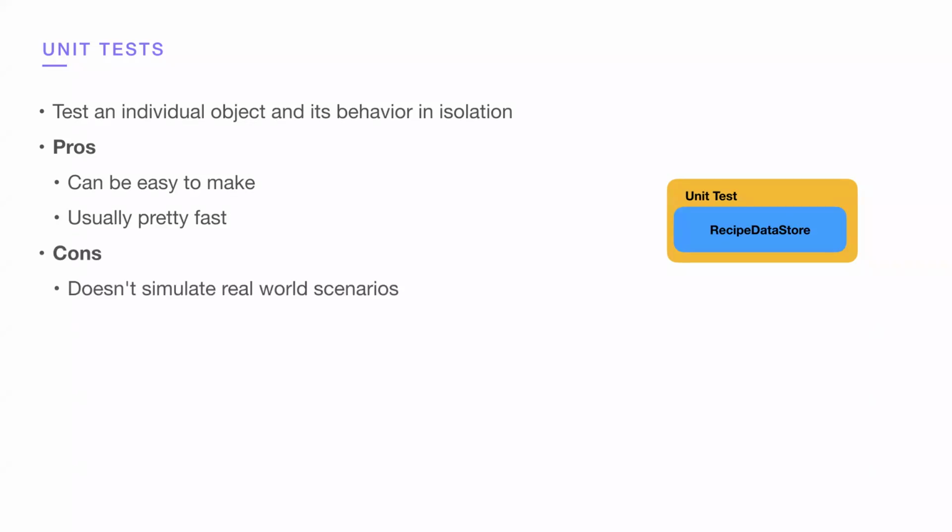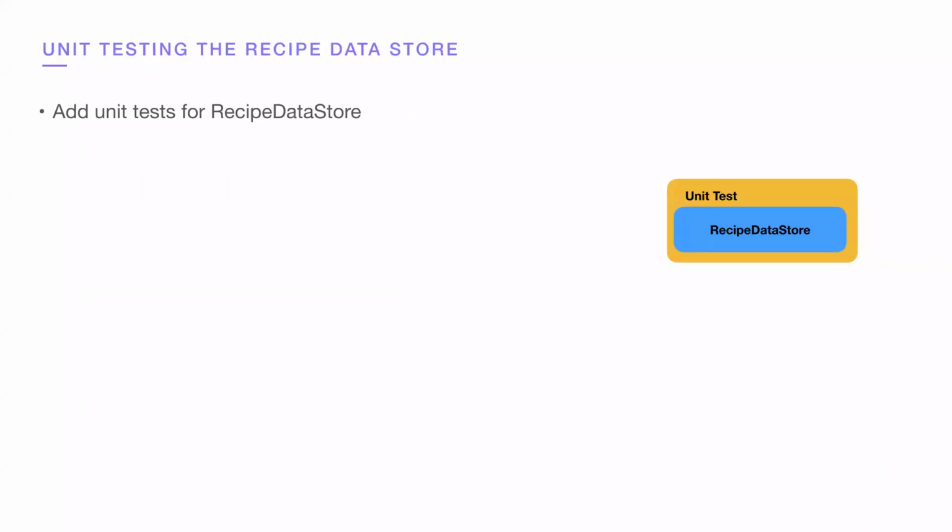There are some shortcomings for these types of tests, which is that because you're only testing one object, it doesn't simulate real-world scenarios. When a user uses your app, you're actually dealing with a lot of different objects. Unit tests only test one single object. So for this example, we're going to go ahead and add unit tests for the recipe data store.